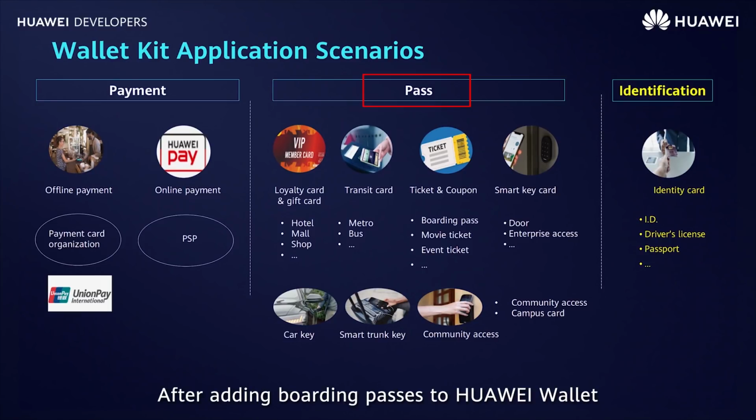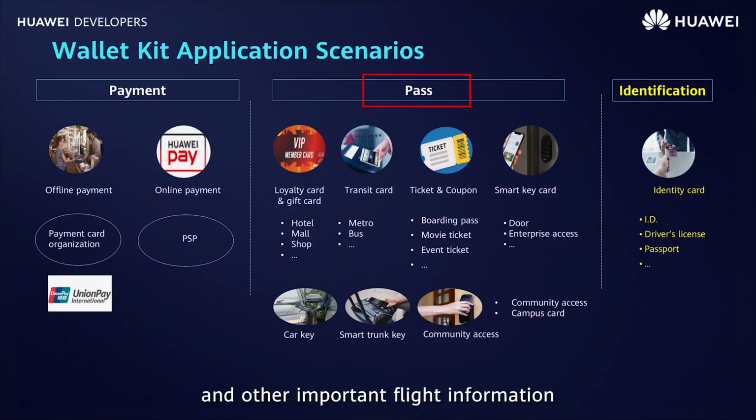After adding boarding passes to Huawei Wallet, users will be able to keep track of flight status and other important flight information. Event tickets. By saving event tickets in Huawei Wallet, users can check in quickly. This helps improve service experience and simplify event management. Other passes. Users can also save driver's licenses, social security cards, and passports to Huawei Wallet. This function will be available soon.